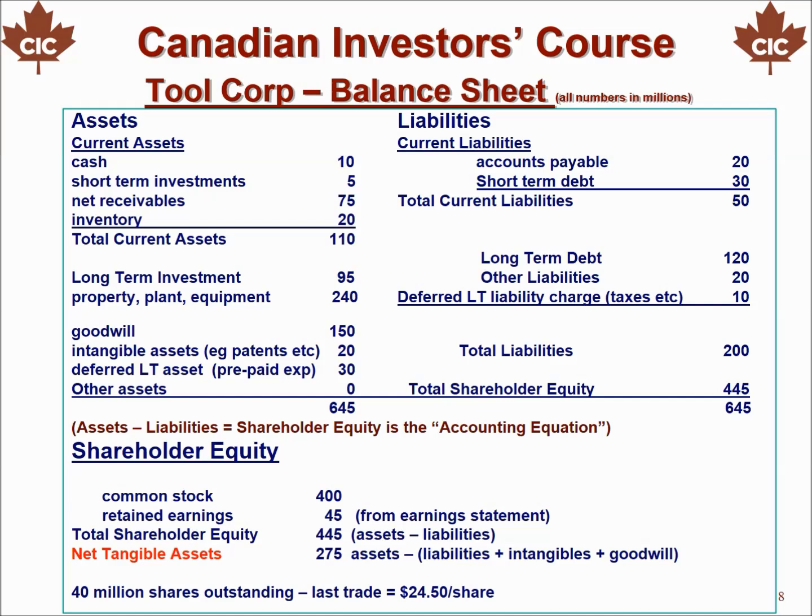Now, if you look at the shareholder equity in a little more detail, you've got your common stock for 400 million. You got retained earnings from before. Remember the earnings statement, 45 million. So total shareholder equity is 445 million as the assets minus the liabilities. Net tangible assets are 275 million, which is the assets minus liabilities plus intangibles and goodwill. So that's where that goodwill thing pops in there, because the tangible assets remove the goodwill. So 40 million shares outstanding, last trade at $24.50 a share. Let's go to the next slide.